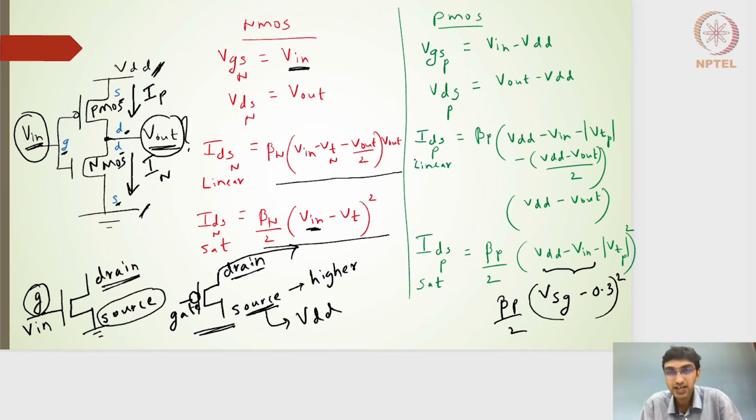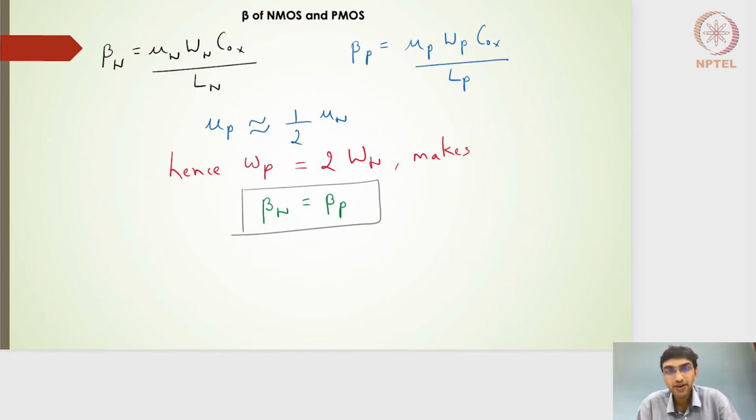So now I have both the currents of NMOS and PMOS, which are in series. The currents should be the same, but expressed in terms of V input, V output, and VDD. Of course, VDD will not be a variable, it will be a constant value. So I now have the current equations in the form of V input and V output. Hope this is clear.